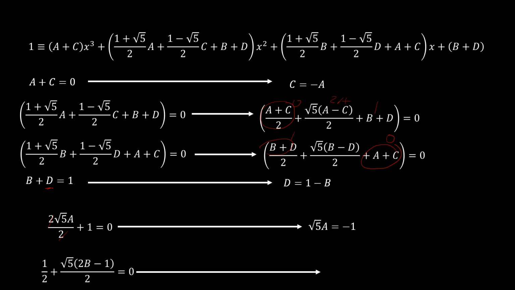And then we can now take this half onto the other side, or we just multiply across by 2. So we have 1 plus root 5 (2b minus 1) equals 0. Since we found that root 5 times a is equal to negative 1, that means that a is therefore negative 1 over root 5. And also since c is equal to negative a, that means c is positive 1 over root 5.